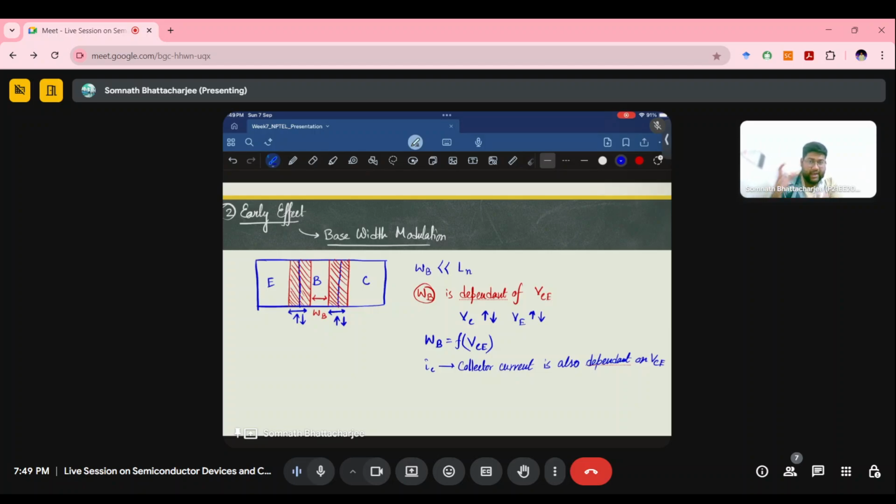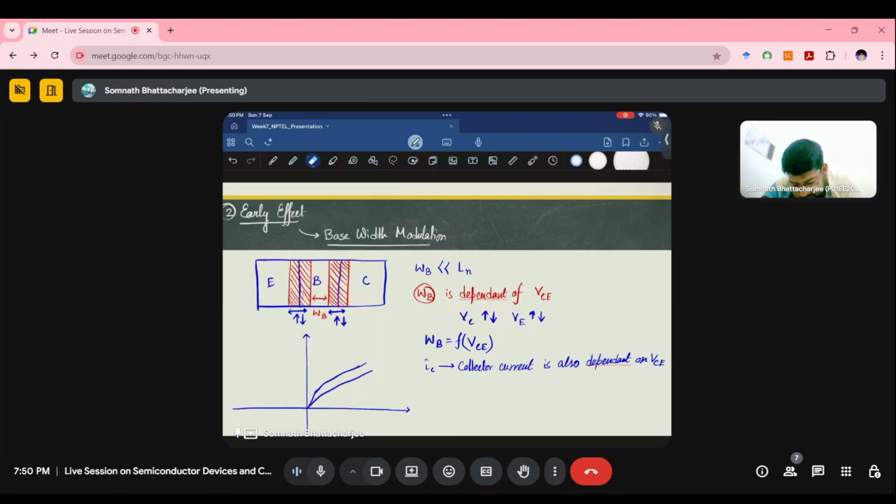So the basic concept is that based on the change in VC, the depletion width in the B and C region will change, and based on the change in VE, the depletion width between the E and B regions will change. Based on that, the effective width of the base region will change, and also the final collector current, that is the output current, will change. Now, if we draw the collector current, the output looks something like this.